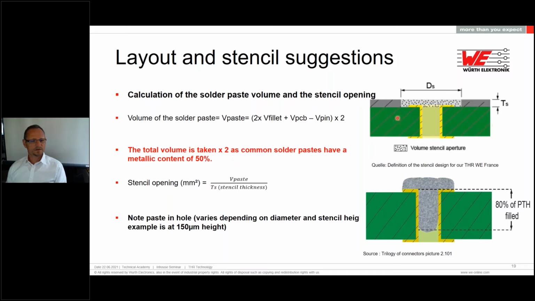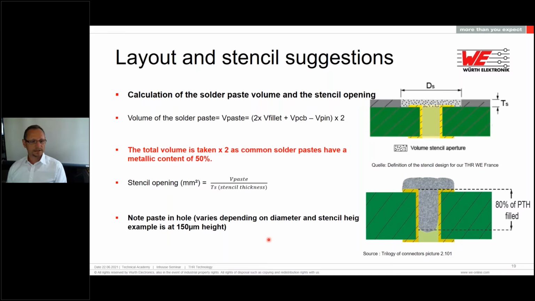So here you can see the PCB, and there's a stencil already on top, and there's the opening of the stencil that needs to be filled. And after the stencil is gone, you have your soldering ring and part of the via filled. The best way would be if it's filled up to 80%, and we recommend a stencil height of 150 micrometers.